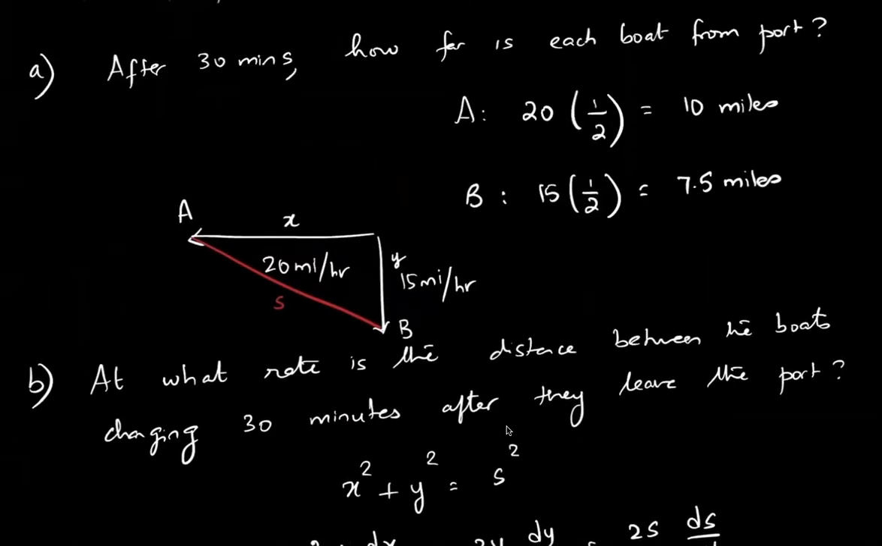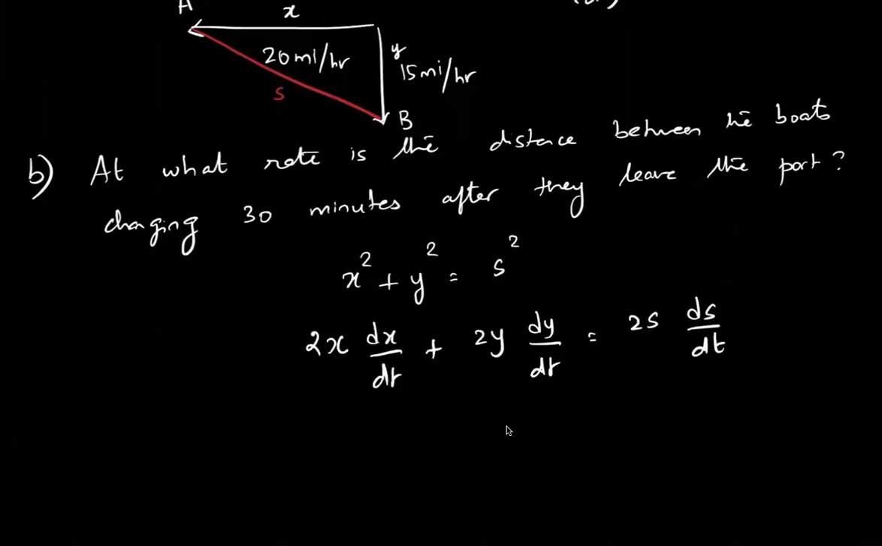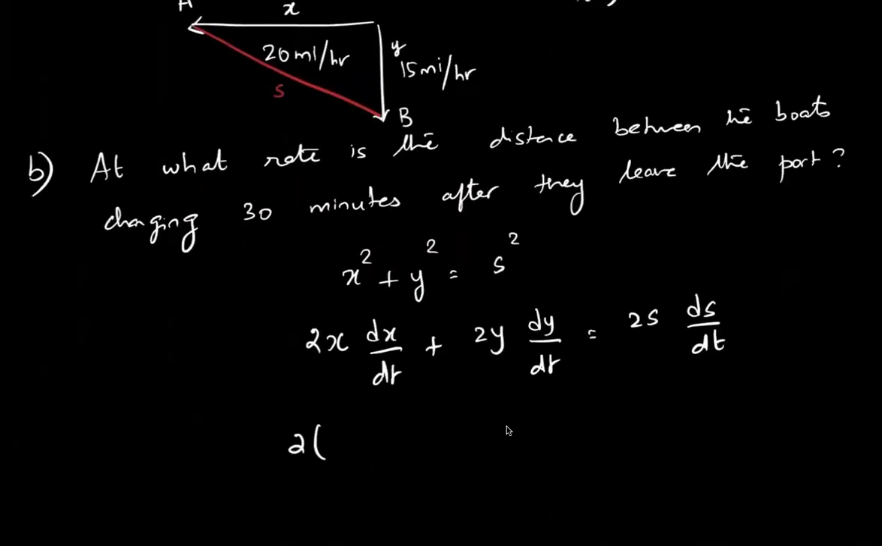So now you already know that this represents x 30 minutes later. This represents y 30 minutes later. dx/dt is 20, dy/dt is 15. So let us substitute all of that. So you know that 30 minutes later, this boat has traveled 10 miles. It is traveling at 20 miles per hour. This one has traveled 7.5. It is traveling at 15 miles per hour.